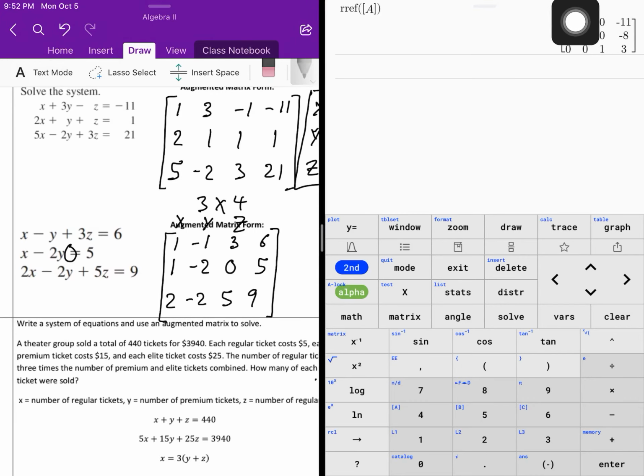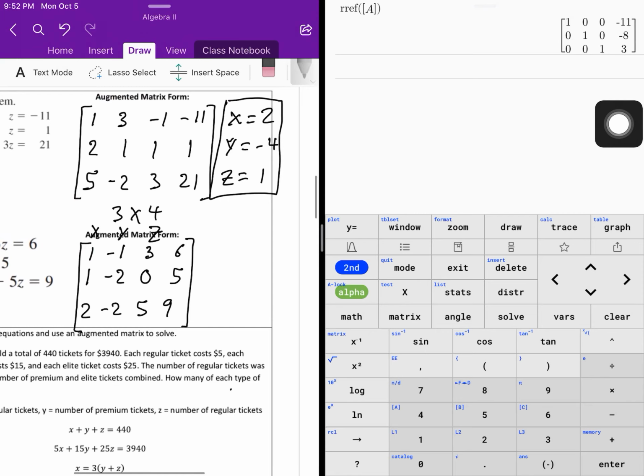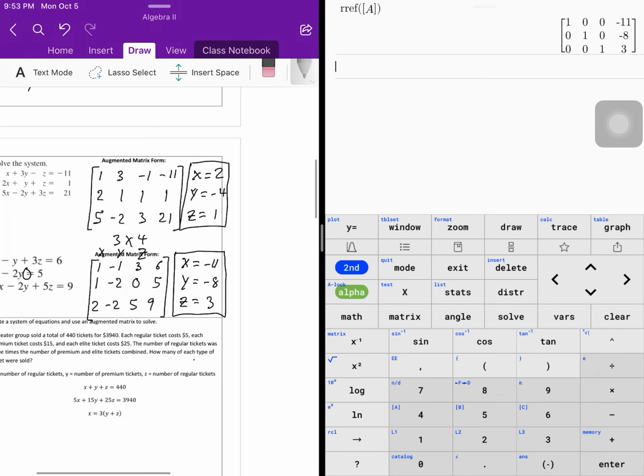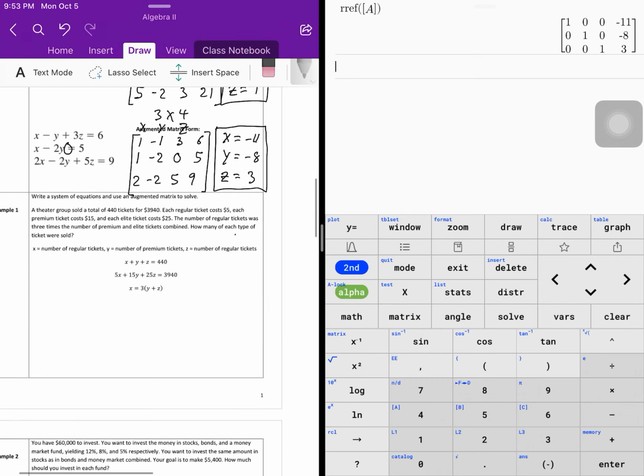And here we go. I got my solutions. And it's another one solution problem because we have the diagonal ones. So we're going to get x equals -11, y equals -8, and z equals 3. There we go. Nothing too crazy there.